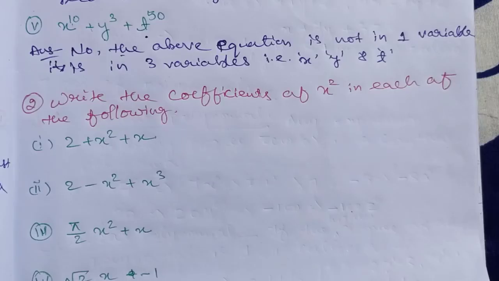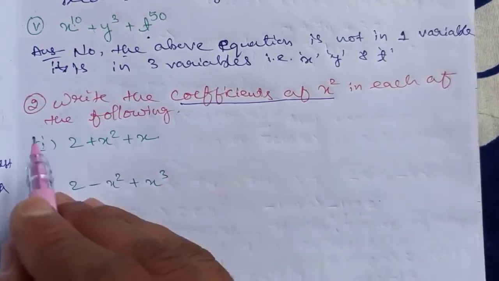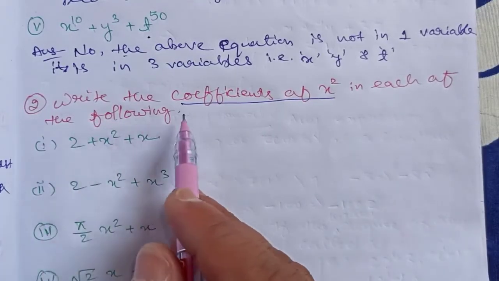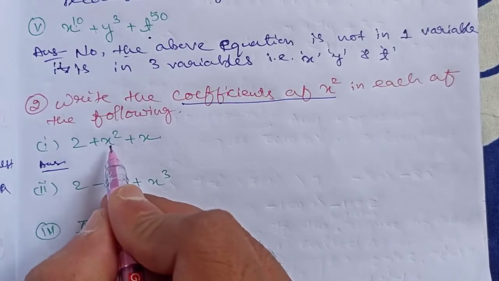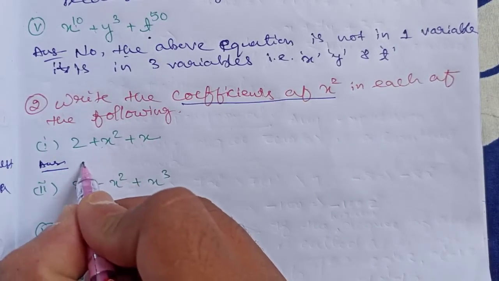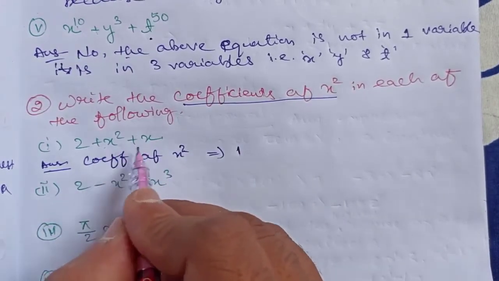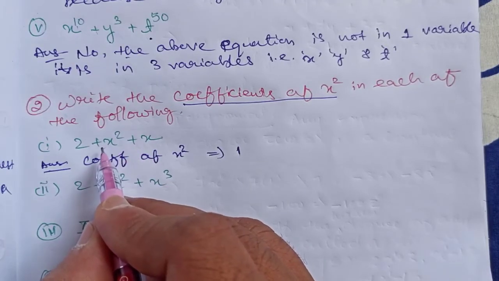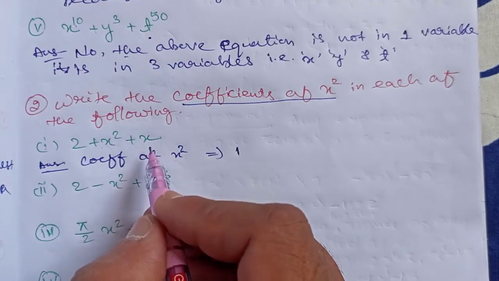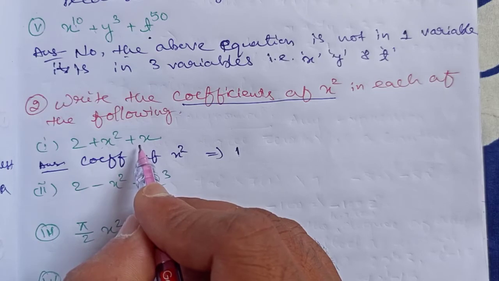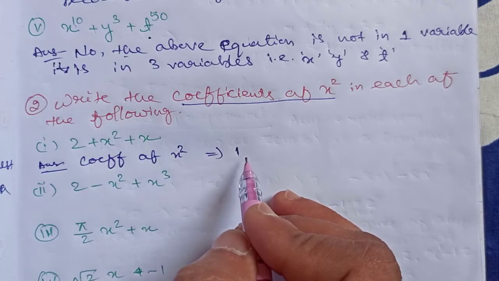Okay, next question. Now question number 2. In question number 2 it is given write the coefficients of x square in each of the following cases. So we have to just write the coefficient of x square from each of the following cases. So what is the coefficient of x square here? Coefficient of x square is 1 in the above expression. Because there is no number given with x square, so always we should take 1. What is the coefficient of x? Coefficient of x is also 1 because there is no number mentioned here. So whenever there are no numbers given with the variable, you take 1 for its coefficient.